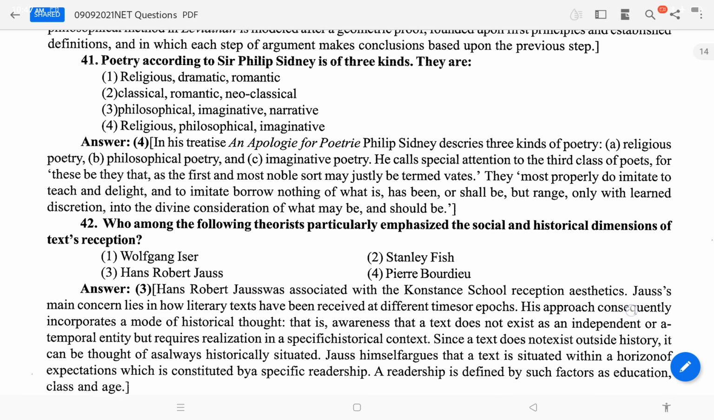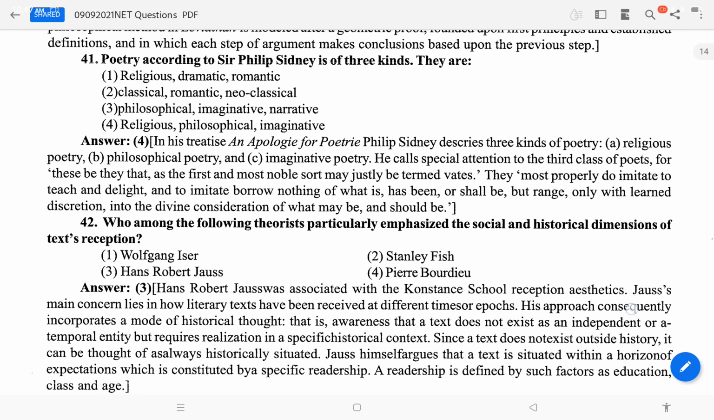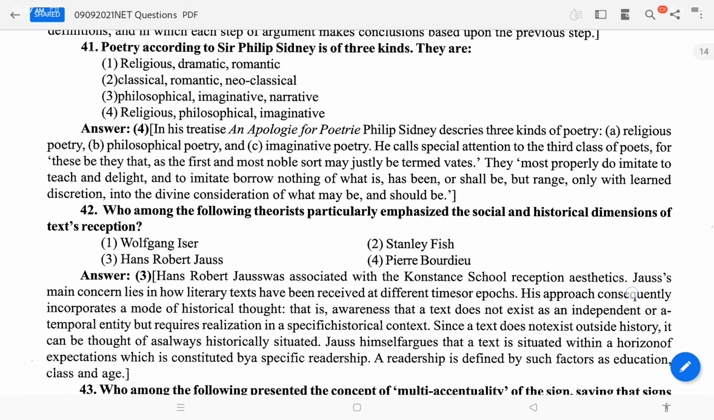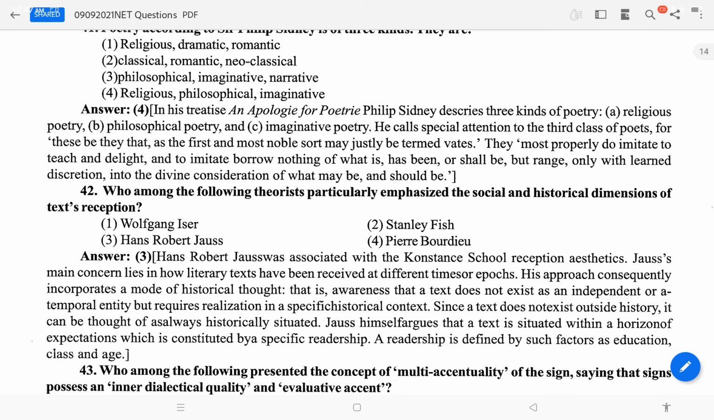So let's see question number 41. Poetry, according to Philip Sidney, is of three kinds. They are religious, philosophical, and imaginative. In his treatise An Apology for Poetry, Philip Sidney describes three kinds of poetry. First is religious, second is philosophical poetry, and third, imaginative poetry.